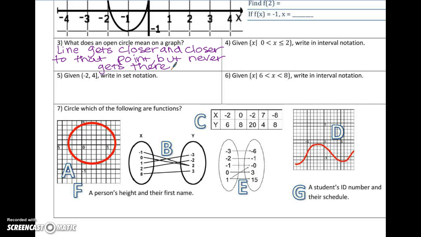Given x such that 0 is less than x and x is less than or equal to 2, write it in interval notation. So we see here that all our x numbers are in between 0 and 2. So 0 and 2, all our numbers are in between there. That's our interval notation. We just put 0, 2. That means we're including everything in between. And if we equal the number, remember that's a box bracket, and if it's not equal to, we're going to do the parentheses. So that's our interval notation.